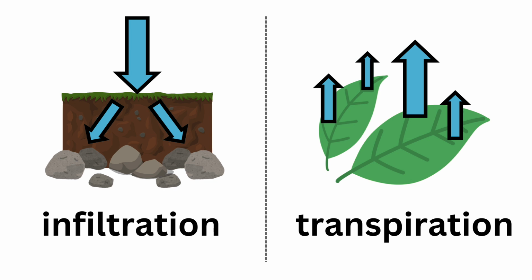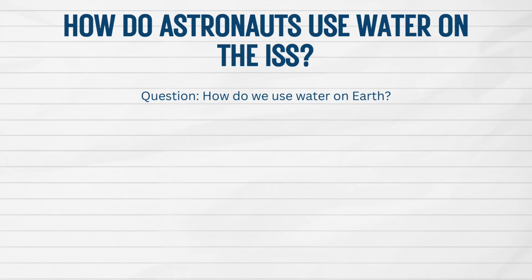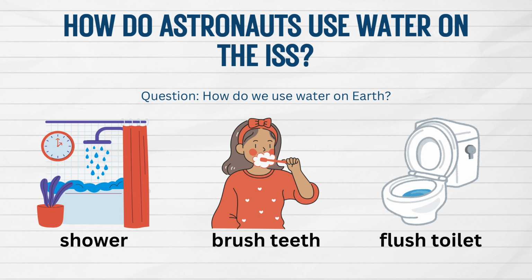So now that we understand how water works on Earth, we have to ask ourselves the question: how do astronauts use water on the ISS? And we have to remember, how do we use water on Earth as humans? When I was brainstorming, I came up with using a shower, brushing my teeth, and flushing a toilet. Now, these three things all have water in common, but more specifically, running water. When we turn on the tap, water comes out, but not everywhere on Earth is like this. And the ISS is also not like this.